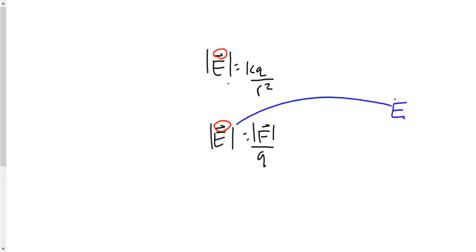First one, called the producer equation, if we know something about what causes the field. Second one is the experiencer equation, if we know something about what experiences the field.